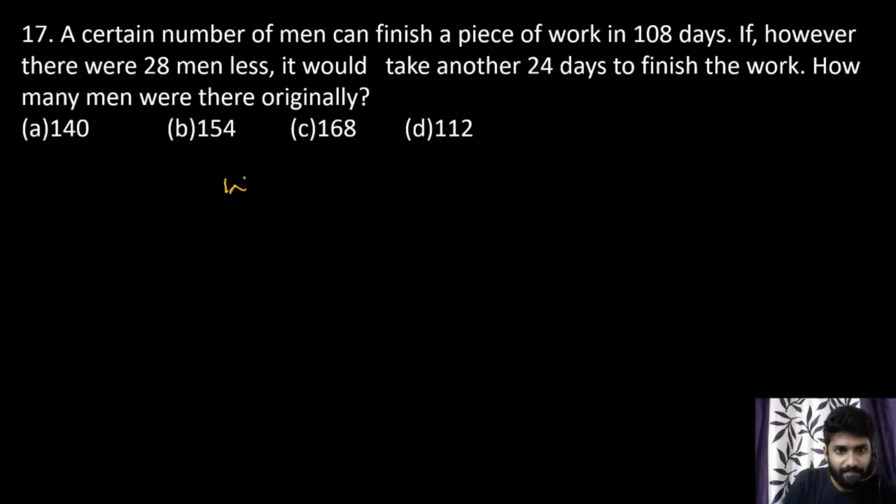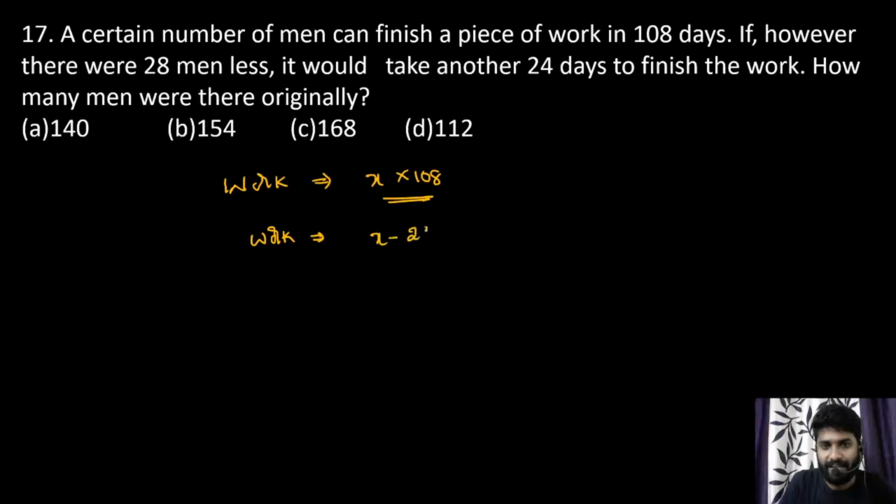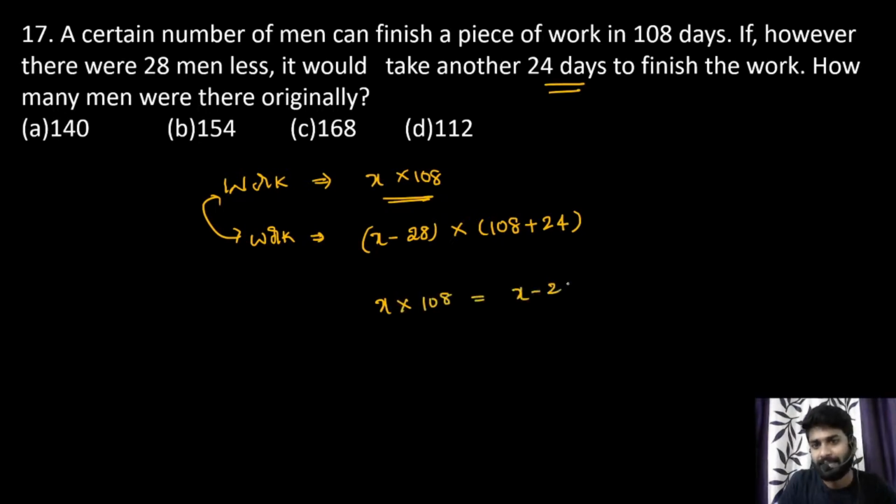So there is a work, guys. Certain number of people means X number of people. They completed the work in 108 days. The total work is equal to X into 108. So, if there is a statement given for the same work, if the total number of persons are 28 less, it would take another 24 days. It takes another 24 days means the value becomes 108 plus 24. Then what is the observation? They are discussing similar work, just equating the work, guys. So X into 108 is exactly equal to X minus 28 into 132.